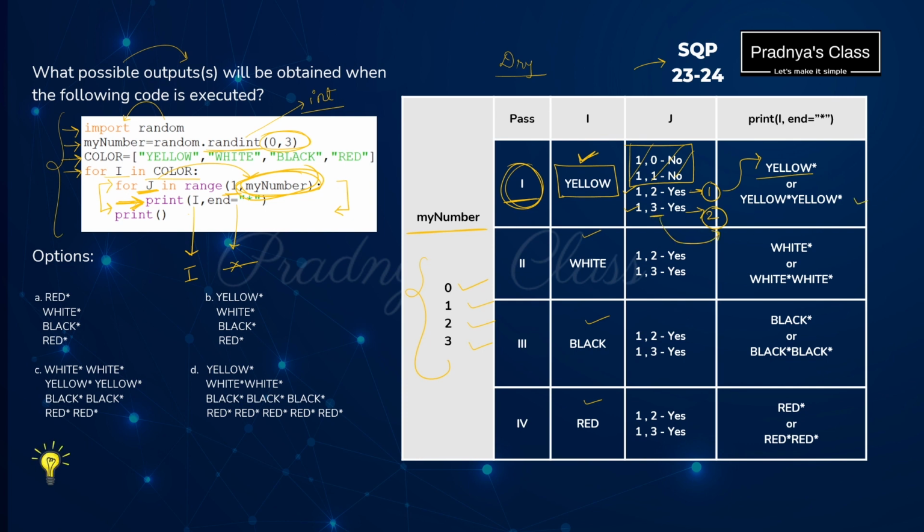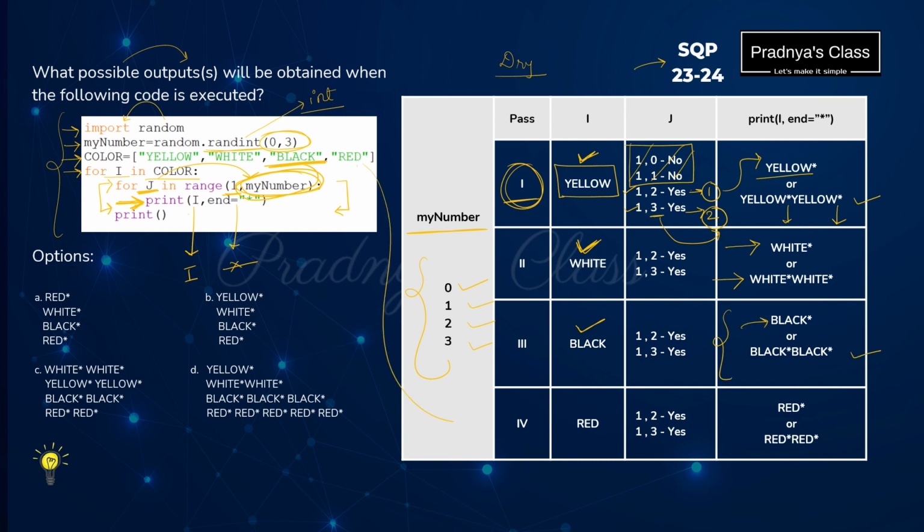So yellow will get printed twice. Don't forget to add this star. In the second pass, the value of i will be white. Again, it will get printed once or twice. In the third pass, the value of i will be black because the third element is black. In the same way, black will get printed once or twice.